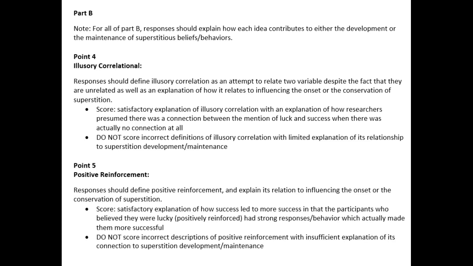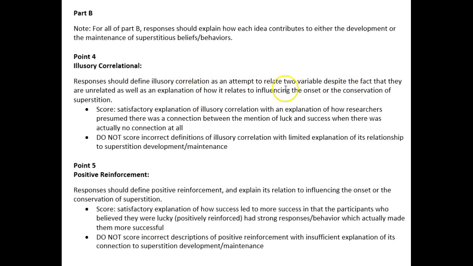First is the illusory correlation concept. In order to receive a point, students should discuss or explain how researchers made a connection between the mention of luck and actual success, or discuss how there was no connection at all, and so that could have been a misconception on the researcher's part.